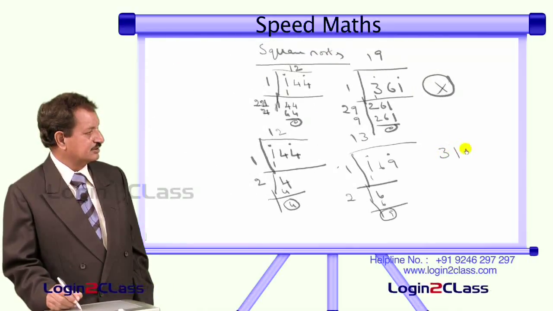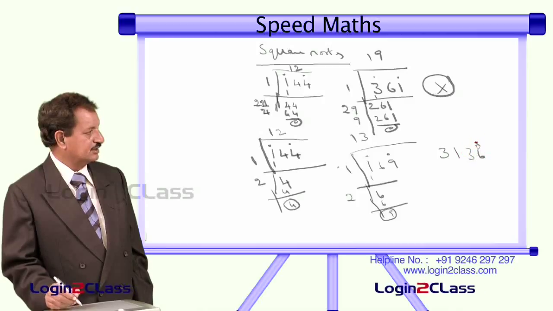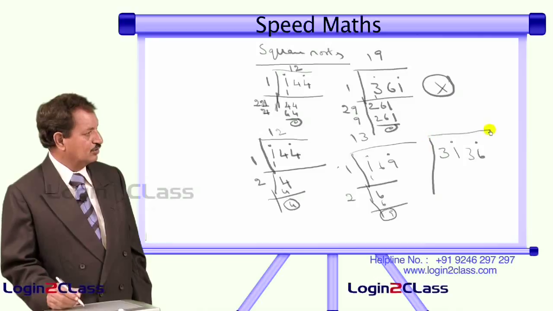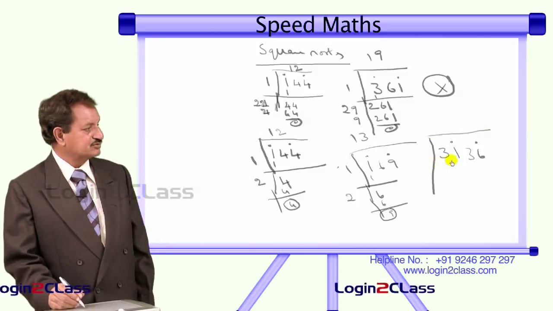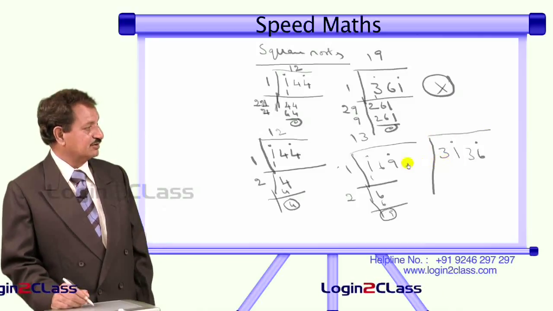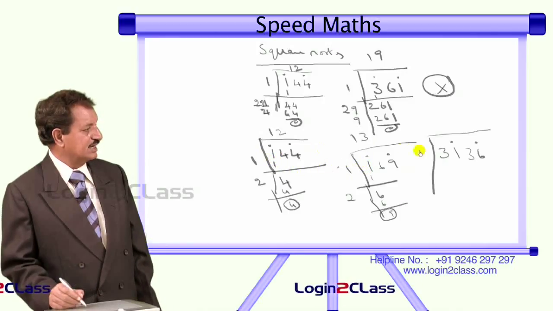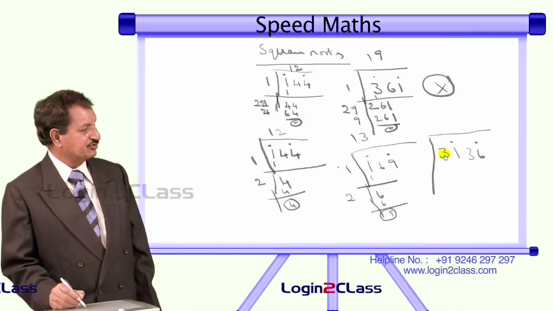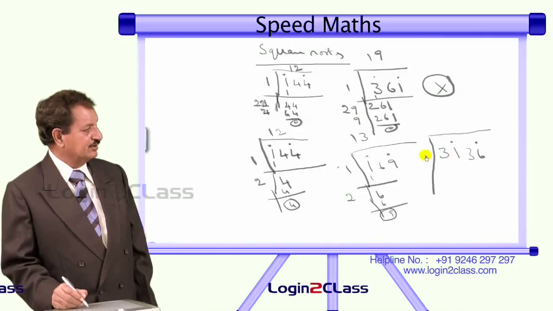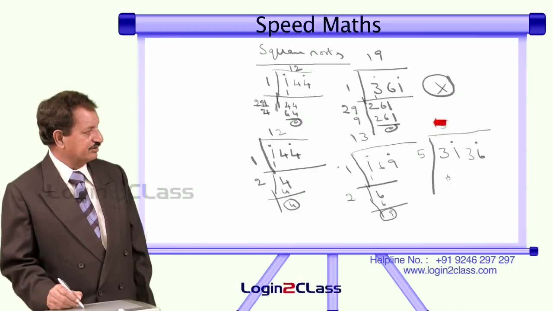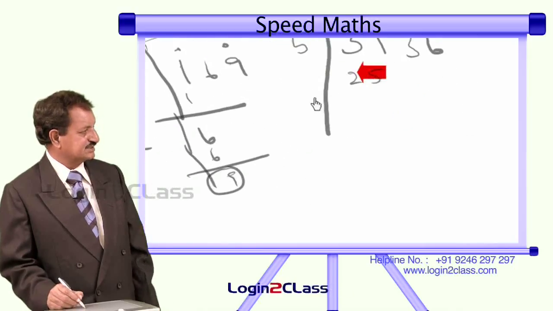Suppose 3136. So put a dot here, and what you have to do now? You have to take the nearest square of 31. Here only 1, after that on the left side there is no figure. Here also the same thing, but here after 1 there is 3. So you have to take the nearest square of 31. So here 5 fives are 25. The nearest square is 5 only, because 6 sixes are 36.